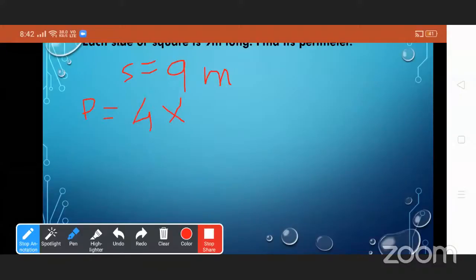Length of one side. So here the length given is 9 meters. 4 into 9 is 36 meter. Means the perimeter of the square is 36 meters.